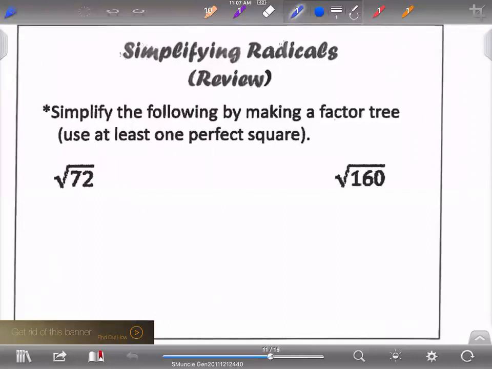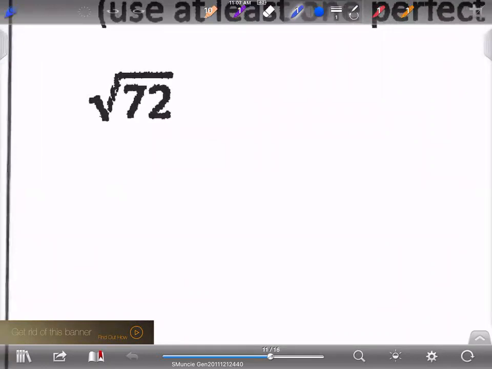First thing we're going to do is review simplifying radicals. So you should have done this, but you probably haven't done it in conjunction with the quadratic formula. So if I gave you the square root of 72 and I ask you to simplify it, we're going to start by making a factor tree for 72. We need to figure out what numbers multiply together to give us 72, but we want one of them to be on our perfect squares list.